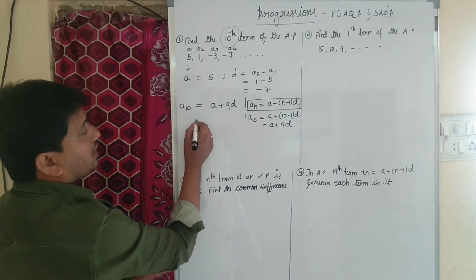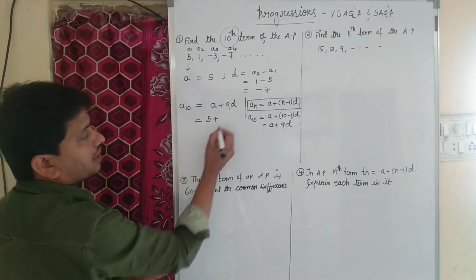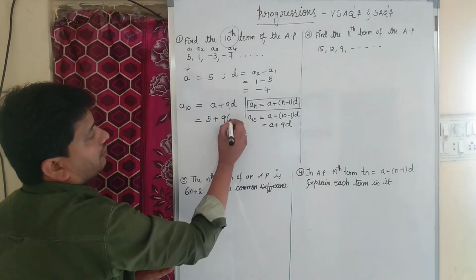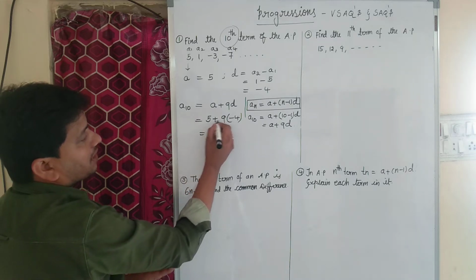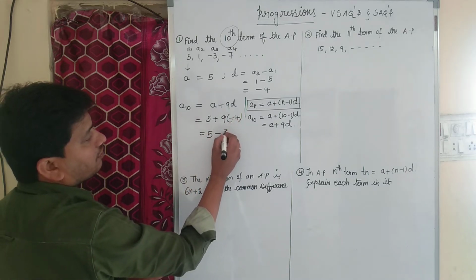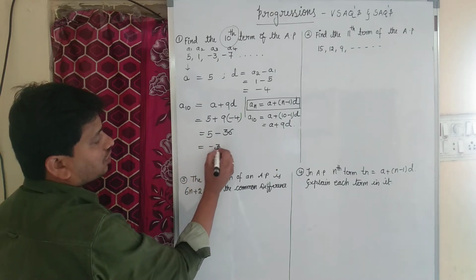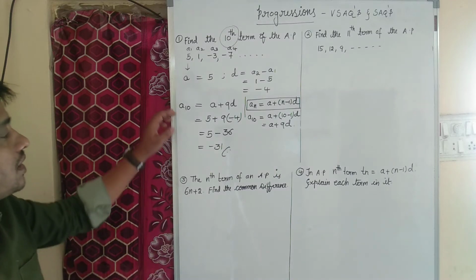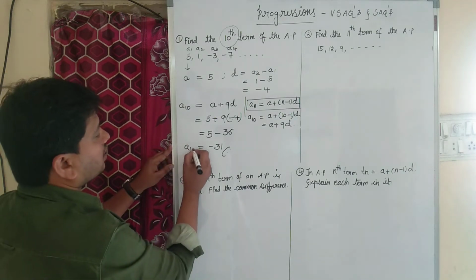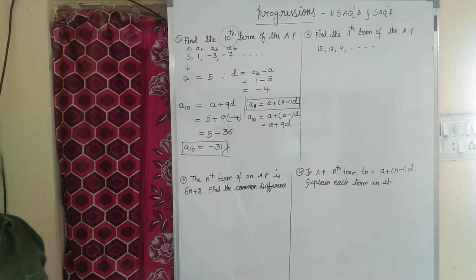Okay? As the value of A is 5 plus 9 into the value of D is minus 4. So 5 plus into minus, 9 4s are 36. So 5 minus 36, that is equal to how much, children? Which is equal to minus 31. So what is the 10th term of an AP? A10 equal to minus 31.